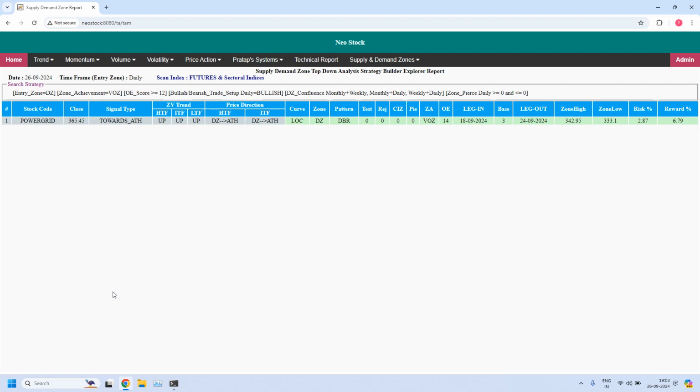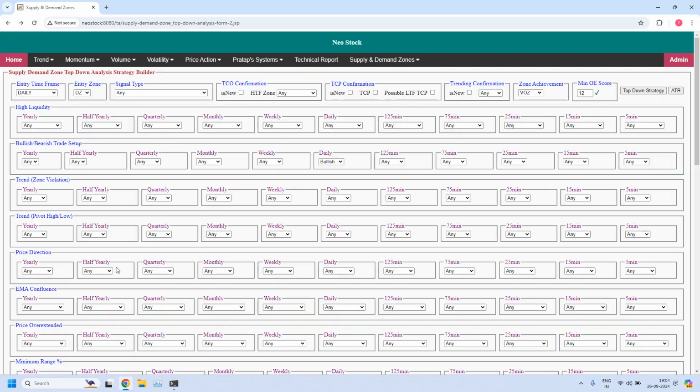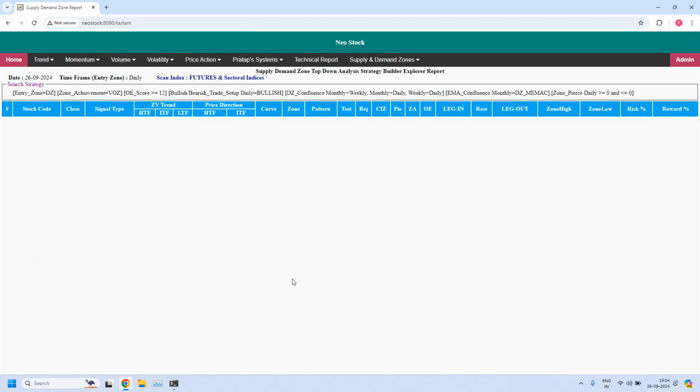If this zone is having a monthly EMA confluence, it is a high probability setup. So in the EMA confluence, monthly time frame. Why are we looking at monthly? Because the daily and the weekly together are part of the monthly zone. That's why monthly demand zone with monthly EMA confluence. So it is not having monthly EMA confluence. Fine.